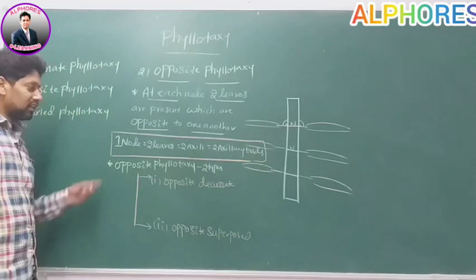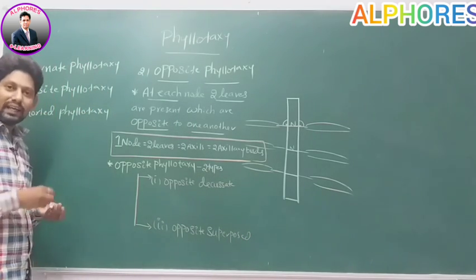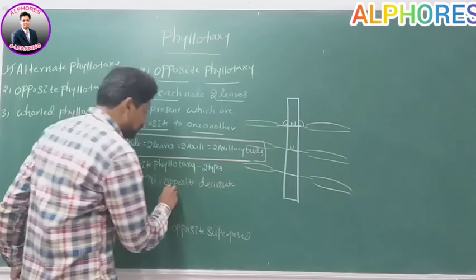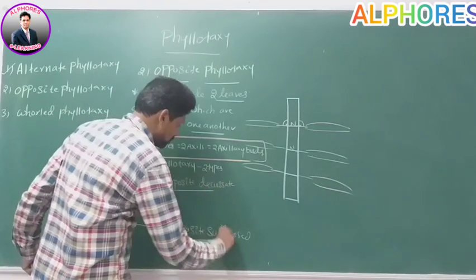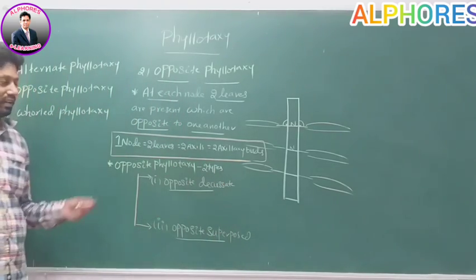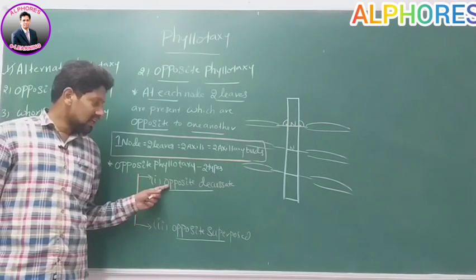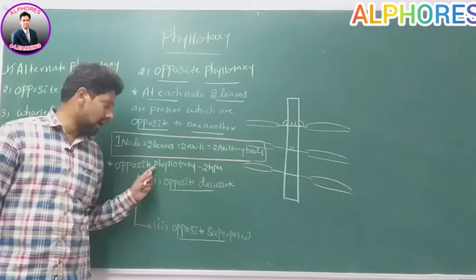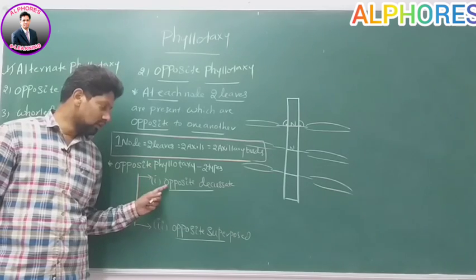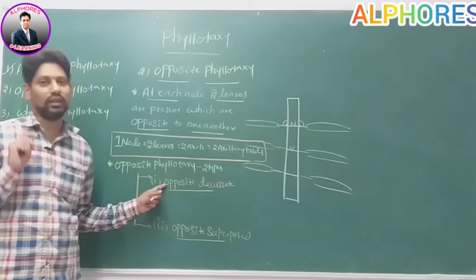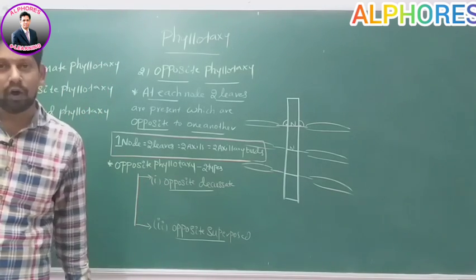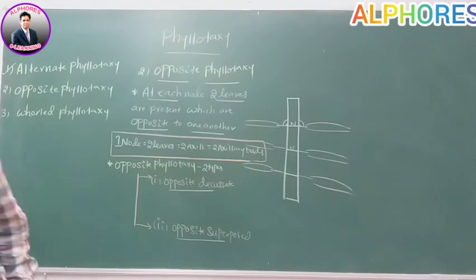Is it okay? Therefore, opposite phyllotaxy is of 2 types: opposite decussate and opposite superposed. First, opposite decussate. It is an opposite phyllotaxy, so one node should contain how many leaves? 2 leaves. Yes or no? Now, see this plant.